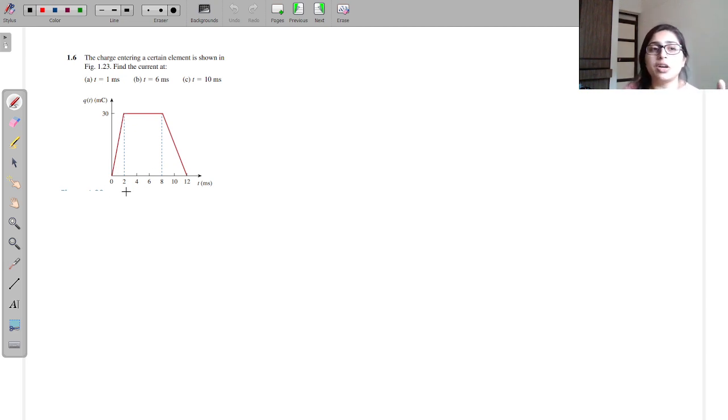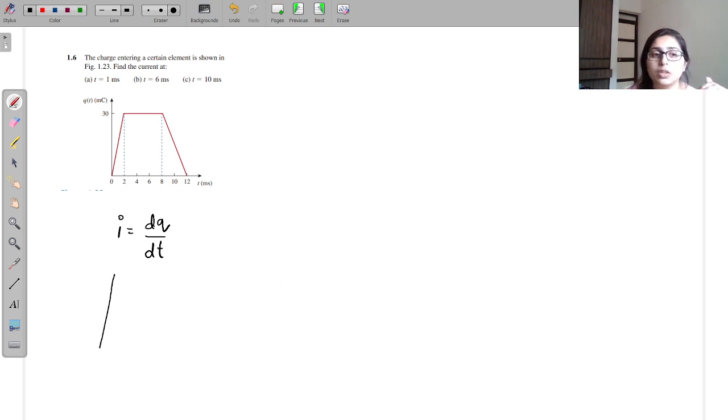See, this is a ramp function. We know I is equal to dq by dt. We have to find the current, so I is equal to dq by dt. That means it is the differentiation of this particular graph. Current is the differentiation. If the current graph was given, then it would be integration. So now we know that this is a ramp till 2. Differentiation of the ramp, you know, is a unit step.